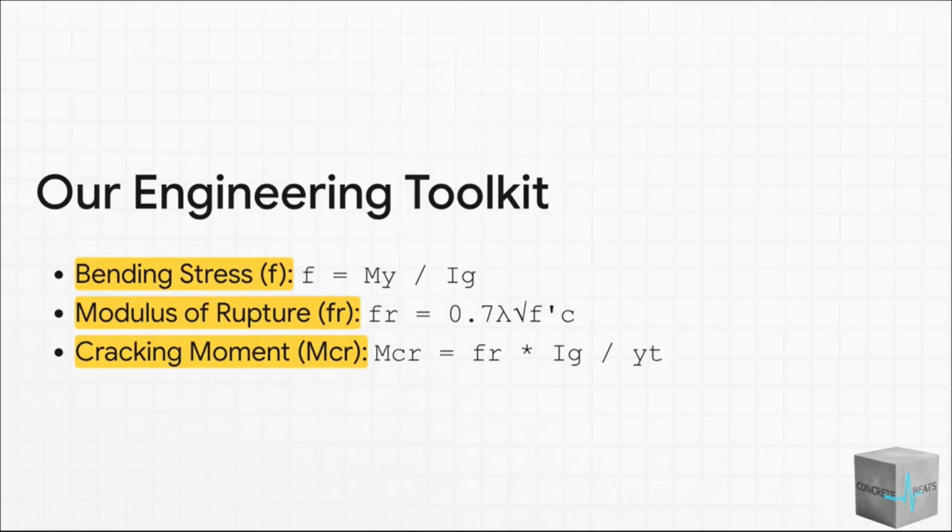Okay, let's open up that toolkit. First, we've got bending stress, f equals My over Ig. This one tells us how much stress is happening at any given spot inside the beam when you bend it. Super useful. Next up is the modulus of rupture, fr. Now this is the concrete's actual strength, like how much you can pull on it before it snaps. And finally, the star of the show, the cracking moment formula: Mcr equals fr times Ig over yt. This is the one that pulls everything together and gives us that magic number we're after.